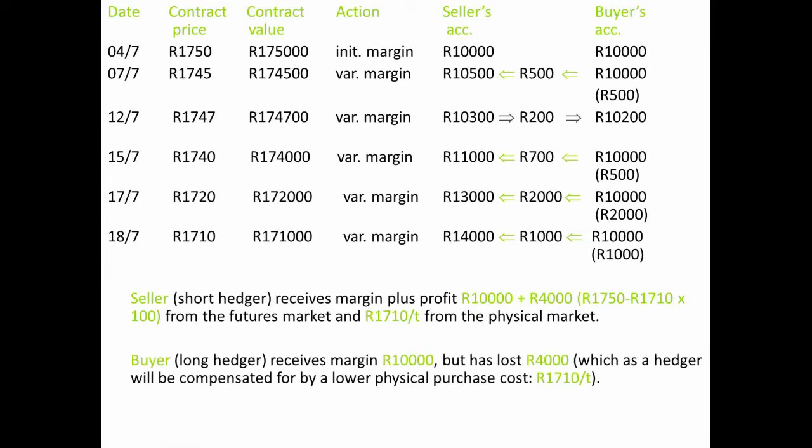And that's the same again with the buyer. Now the buyer, of course, lost, because whatever the seller gained, that 4,000 Rand, means that the buyer lost that 4,000 Rand. But the good news, since he is a buyer, he is going to buy at less than anticipated. He was comfortable to buy at 1750, but in the cash market, he can buy for less now. So ultimately, he would still then go back to that 1750, just like the seller.